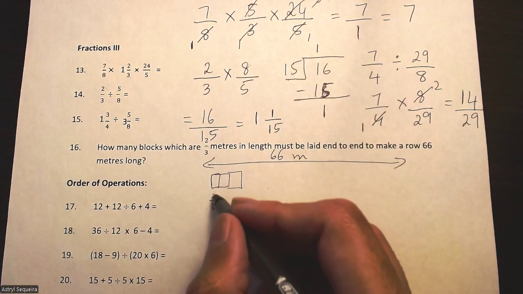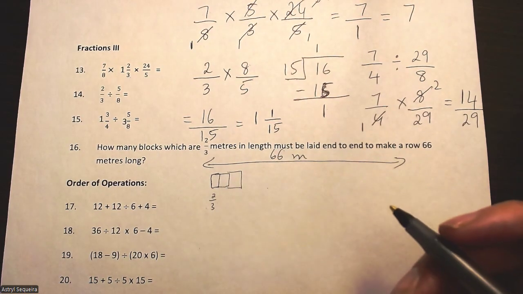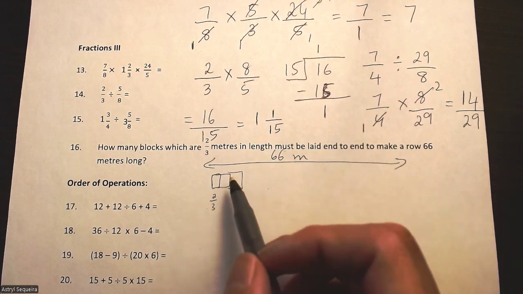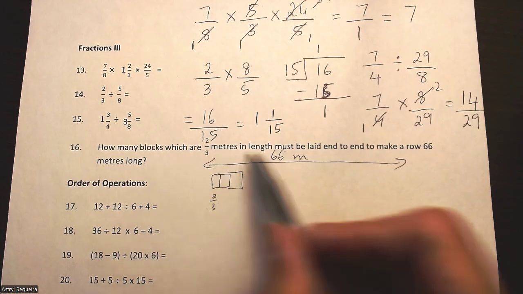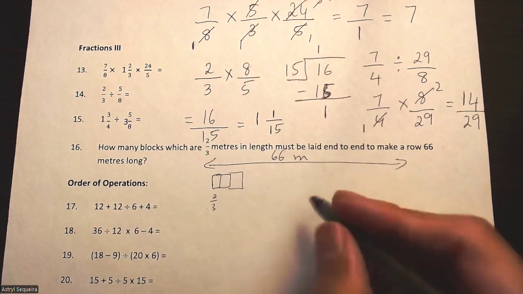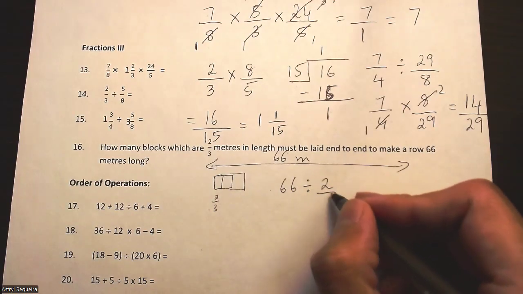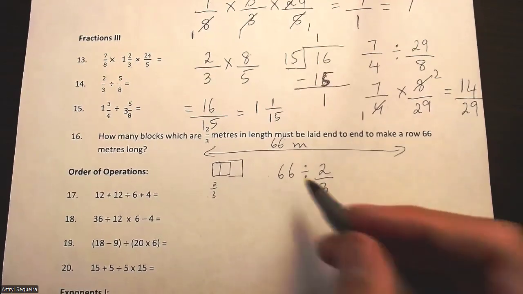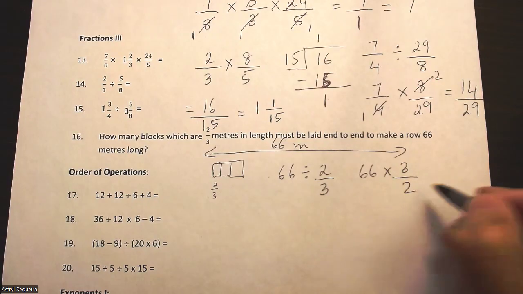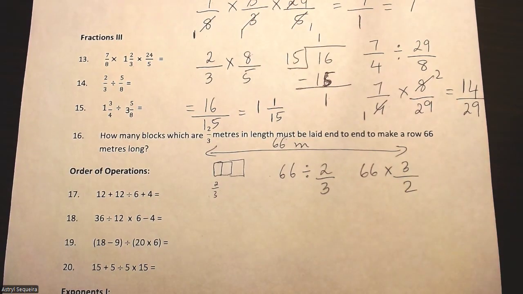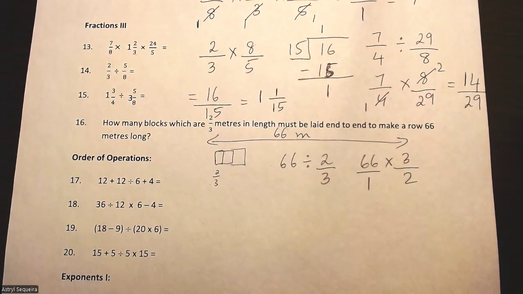I have 66 meters in total. Each one is 2/3. To find the number of blocks, I just have to divide. I have the total length, and I need to find the number of blocks, so I need to divide. I'm doing 66 divided by 2/3. I'll flip it. So 66 times 3/2. Always flip the second fraction only. This is just 66/1 because nothing is on the bottom.